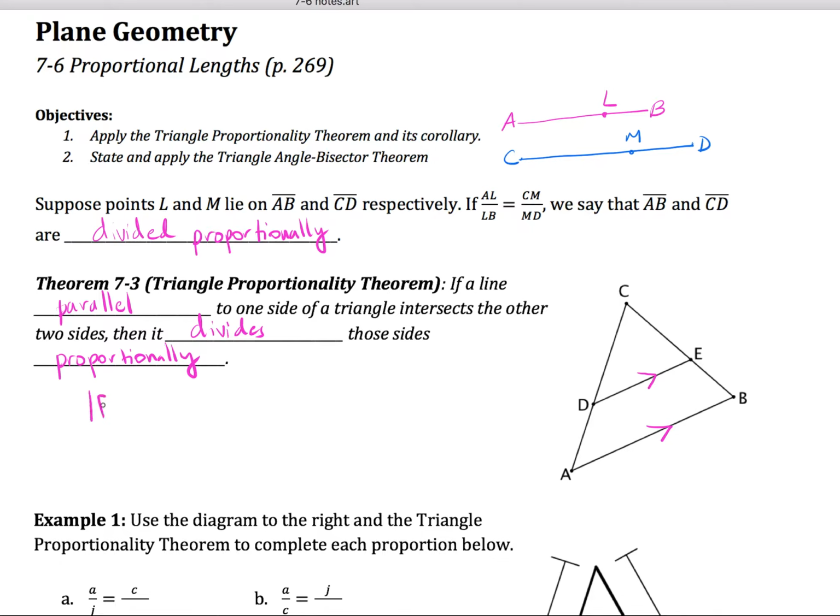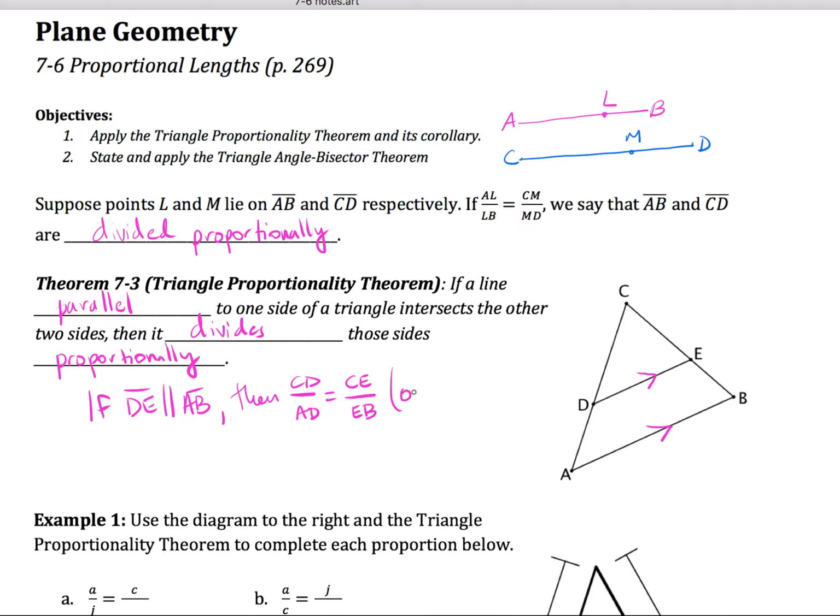And so if segment DE is parallel to segment AB, then according to Theorem 7-3, it will divide side AC and side BC proportionally. And so what would that mean? Well, it's similar to what we have up here, where we had segment AB and segment CD divided proportionally by points L and M. Now we have points D and E dividing these two sides proportionally. So what we would know is that the ratio of CD to AD would equal the ratio of CE to EB.